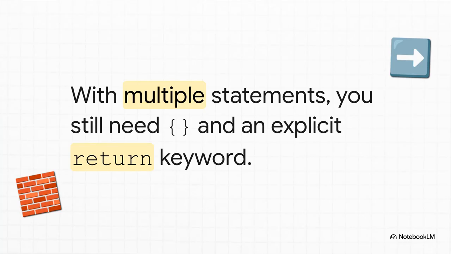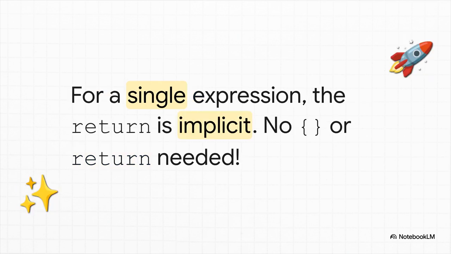So first things first, arrow functions are famous for being super short, but don't let that fool you. They can totally handle complex logic. If your function has multiple lines, multiple steps, you just use the good old curly braces and a return statement. No problem at all, just like you would with any other function. But this is where things get really cool.